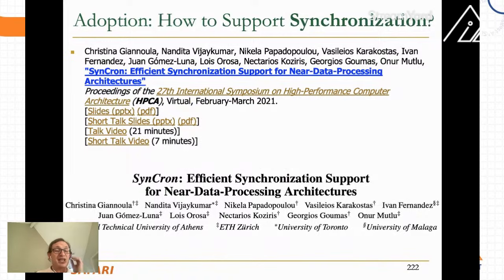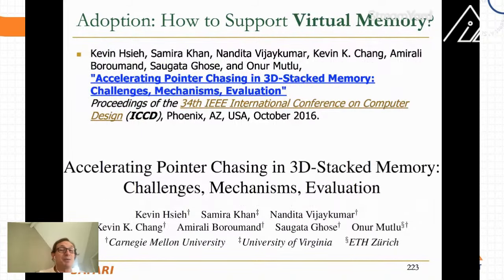How do you support synchronization primitives? This is a paper that we have published at HPCA. People can take a look at it. We need synchronization libraries to enable parallel processing in near-data processing architectures. How do you support virtual memory? I think this is one of the tough questions because virtual memory requires translation. And with huge memory sizes today, virtual memory itself is hitting its limits.